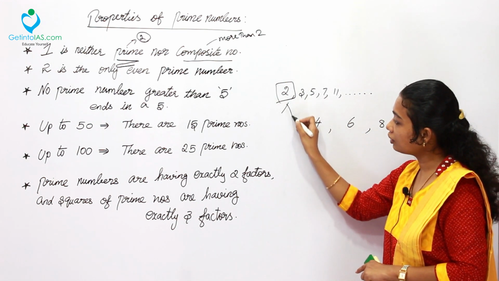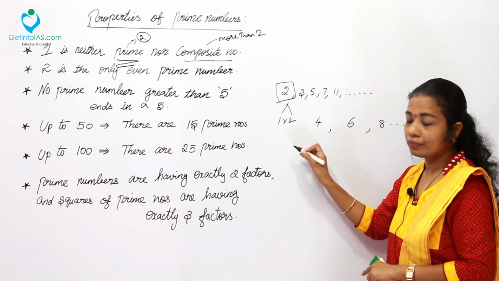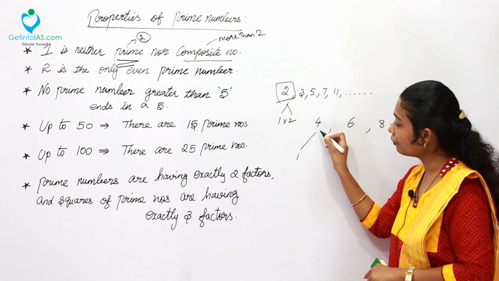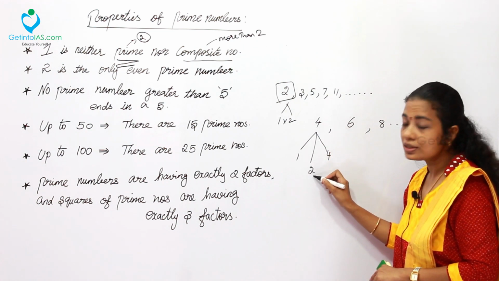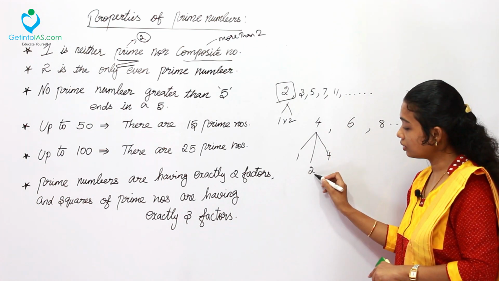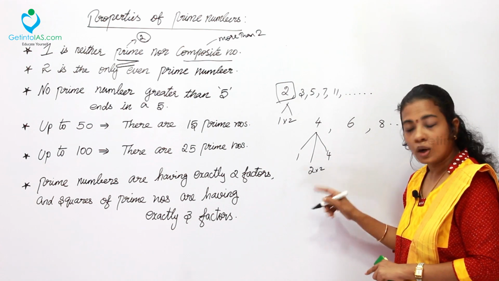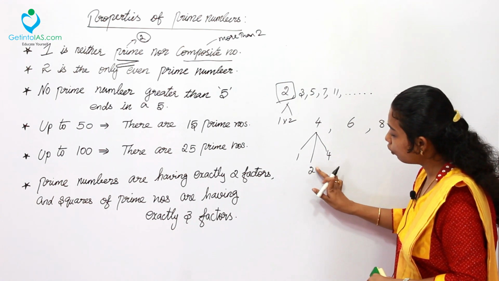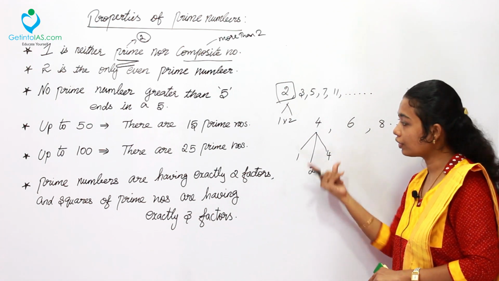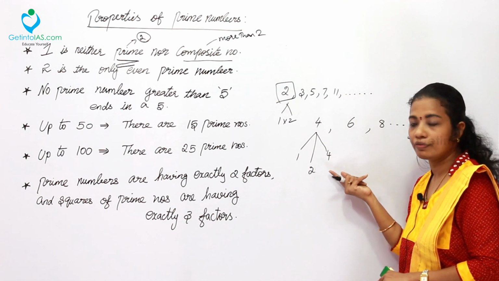Take 2, what are the factors? 1 into 2. But while taking 4, 1 is a factor, 4 is a factor, and in between 2 is also a factor. What is 2 into 2? So, taking 2 one time is enough. The factors of 4 are 1, 2 and 4. From this point itself, we are getting 3 factors.